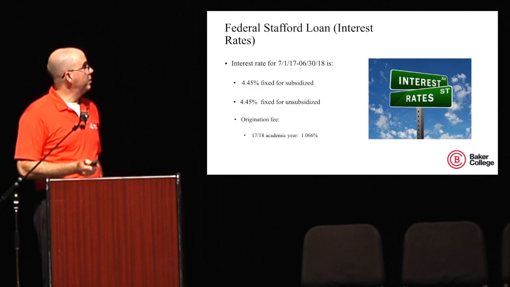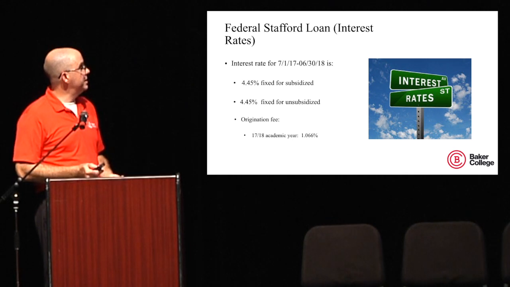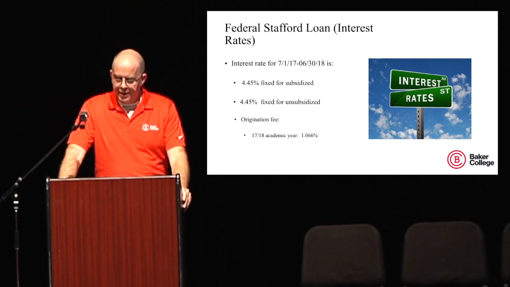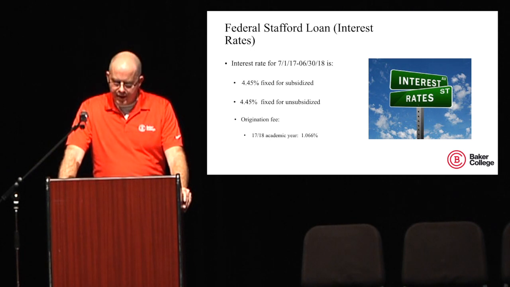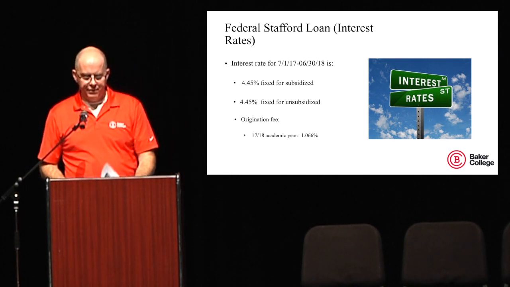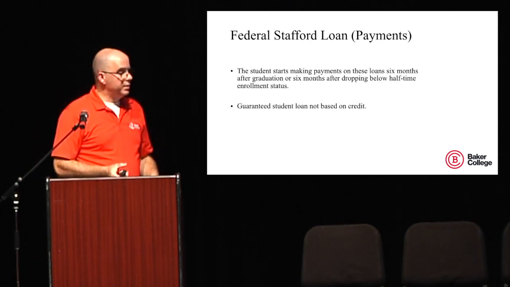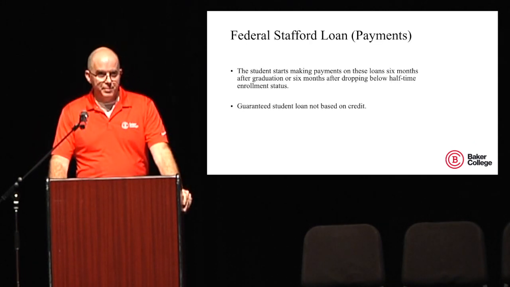All right, we already identified what is subsidized and what is unsubsidized. The interest rate for the current year that we're in right now would be 4.45% fixed for subsidized and unsubsidized, and the government does charge a 1.066% origination fee for the student to take out the loan. The student doesn't start making payments on the loan until 6 months after they graduate or drop below part-time status.